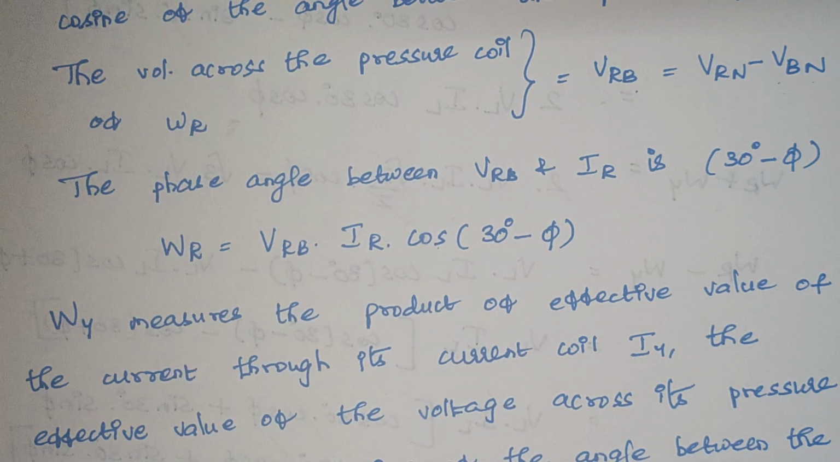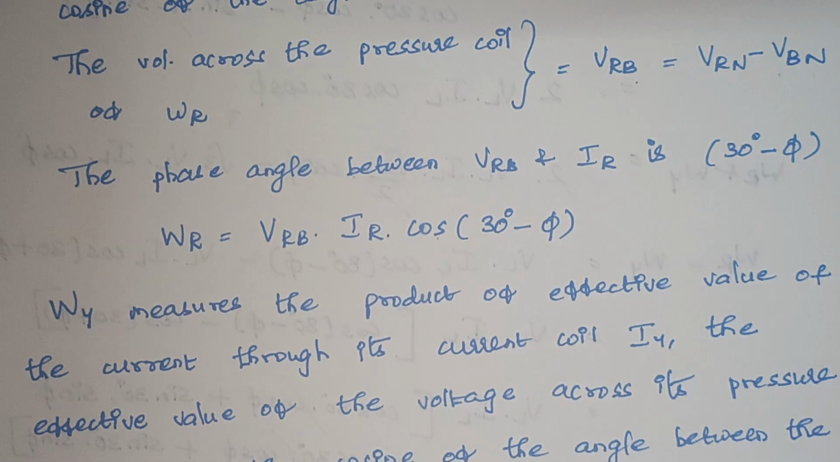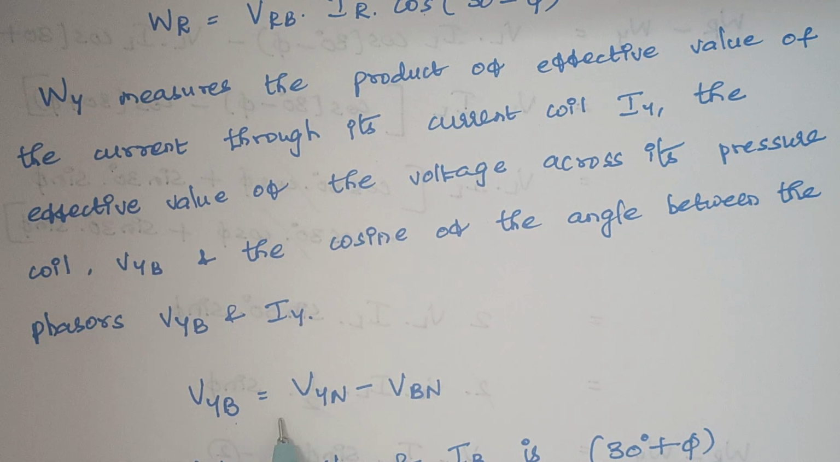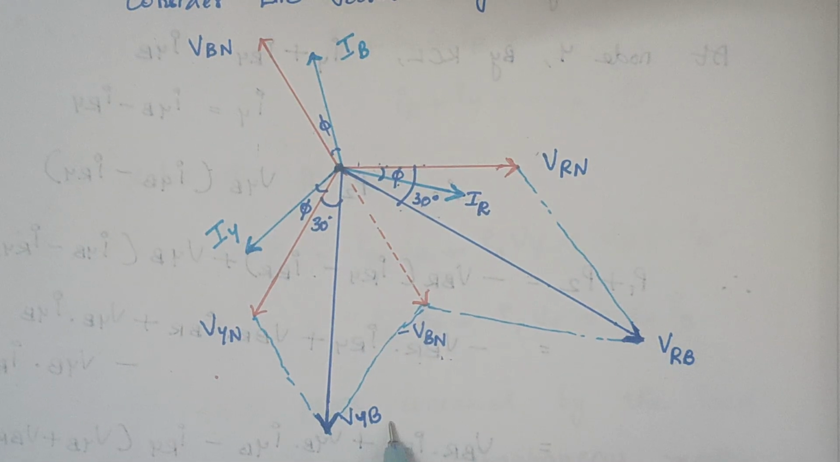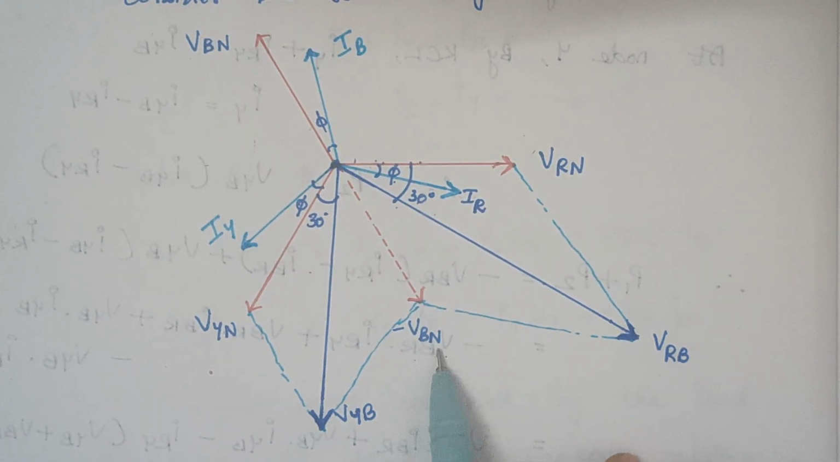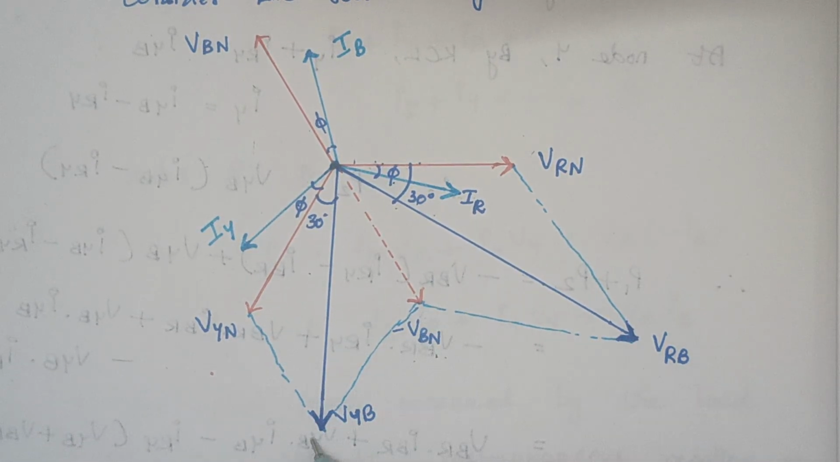Similarly, we proceed with the WY meter, the wattmeter connected to the Y terminal. Here again the voltage expression is VYB, which is VYN minus VBN. So to find VYB, we need VYN and minus VBN. Looking back at the vector diagram, if you want to calculate VYB, it is VYN and minus of VBN. We already had minus VBN, so we just have to join these two.